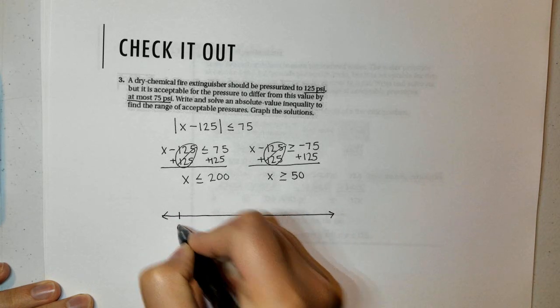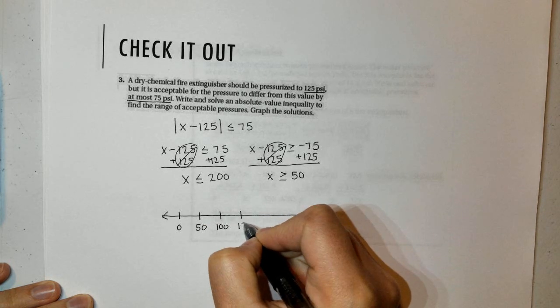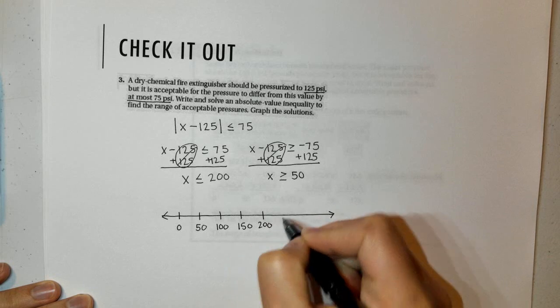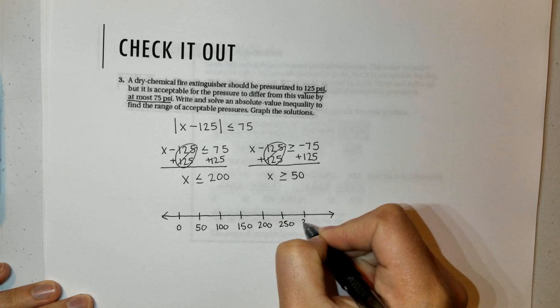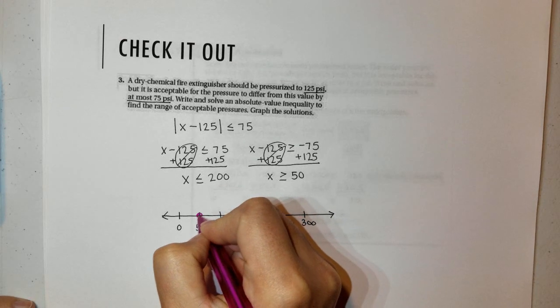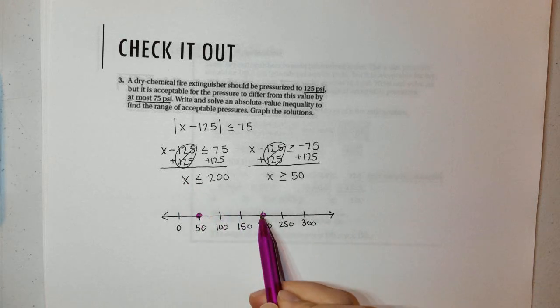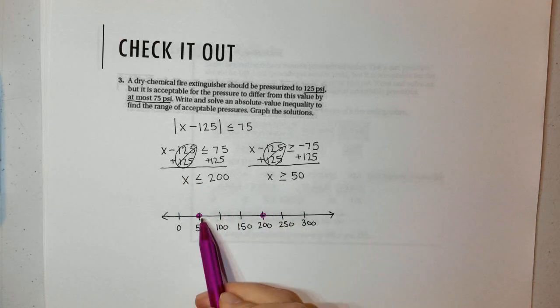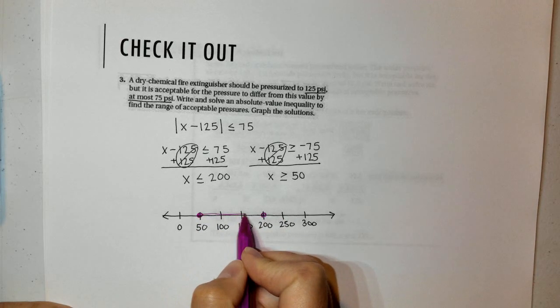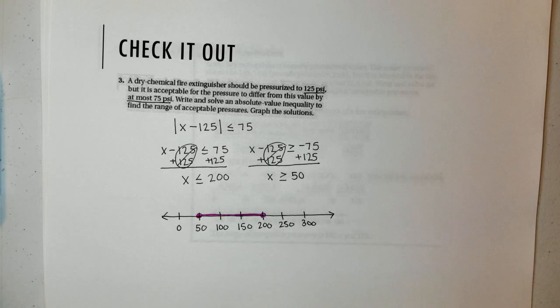So here we have 0, 50, 100, 150, 200, 250, and 300. So I'm going to have a solid dot on 50 and 200. It's filled in because we have that equal to. X is less than or equal to 200, so I'm shading to the left. X is greater than or equal to 50, so I shade to the right. So I'm shading in between these two regions. All right.